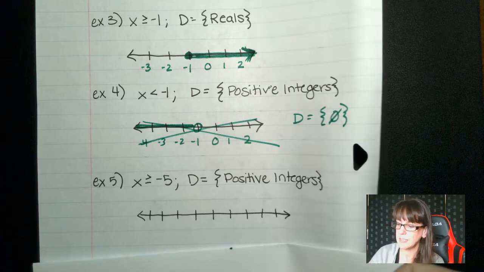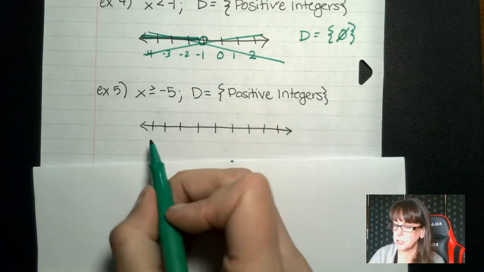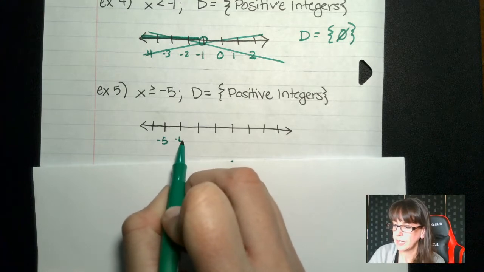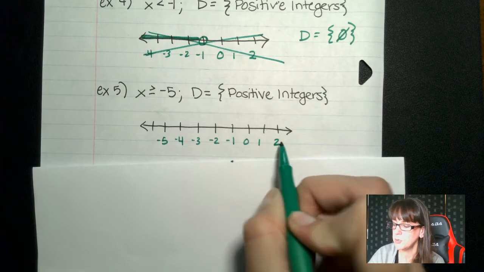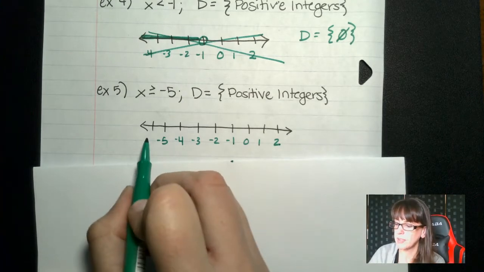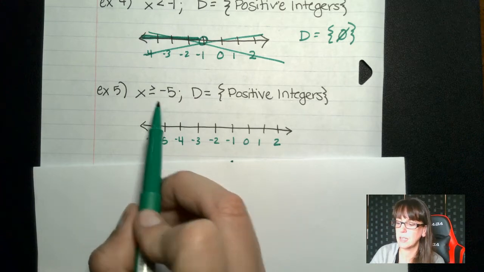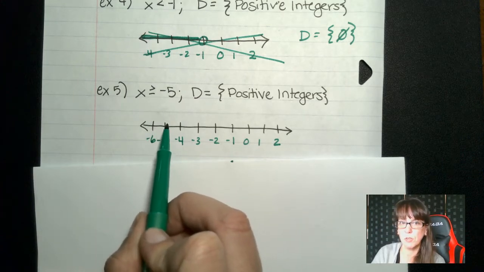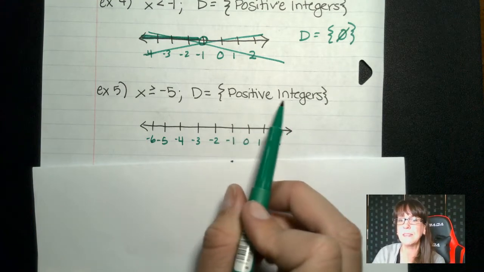All right, x is greater than or equal to -5, and we want to do positive integers. So if we do -5, -4, -3, -2, -1, 0, 1, and 2, and then this is -6. So -5 and is equal to, so if we were to graph this normally, we would close our circle here and we would just go all the way this way, but we're only doing positive integers.